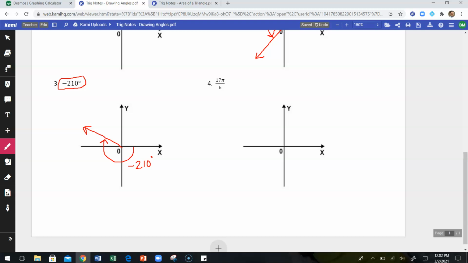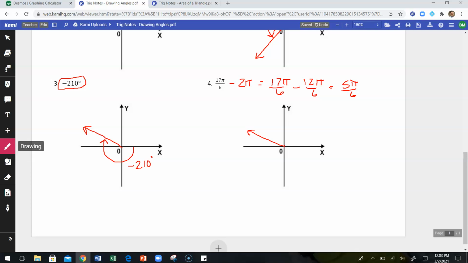And then 17 pi over 6. Well, 17 divided by 6 is bigger than 2, so this is more than one full revolution. So I am going to subtract 2 pi from this to see where it does end up. That's going to be 17 pi over 6 minus 12 pi over 6, if I get a common denominator there. And I get 5 pi over 6. So I know it's going to end up at 5 pi over 6, which is here in quadrant 2.